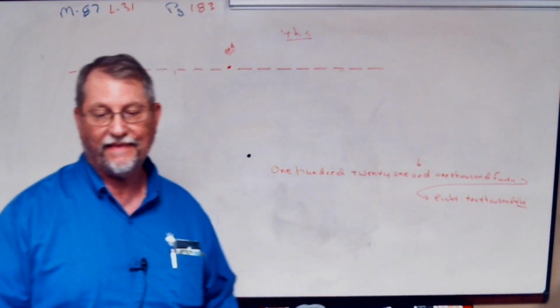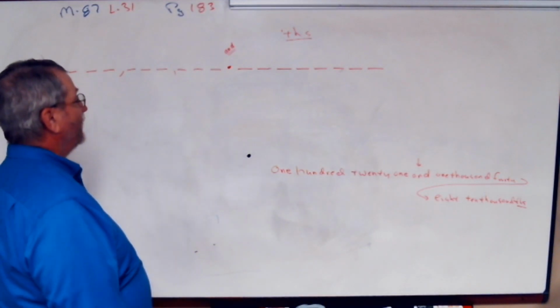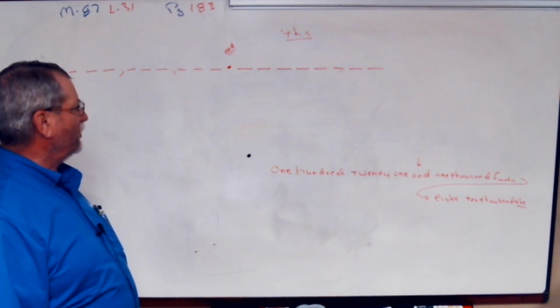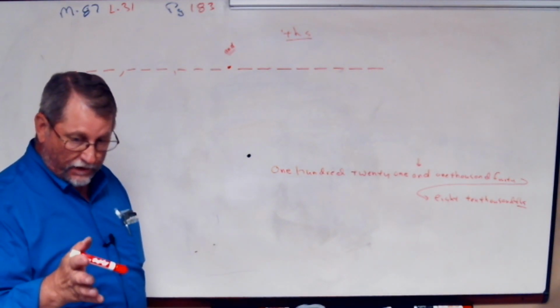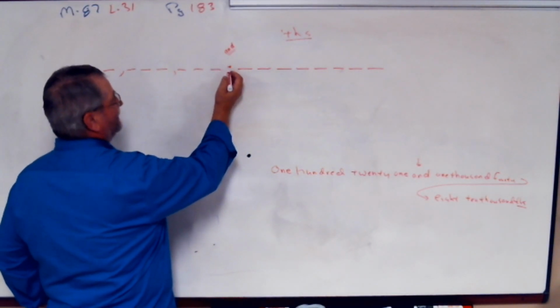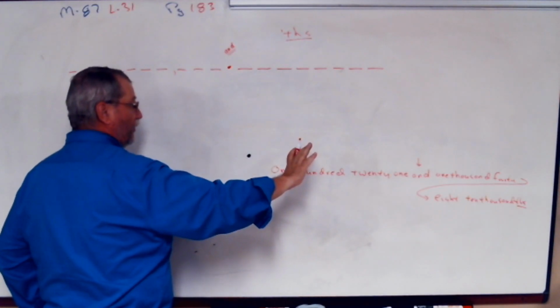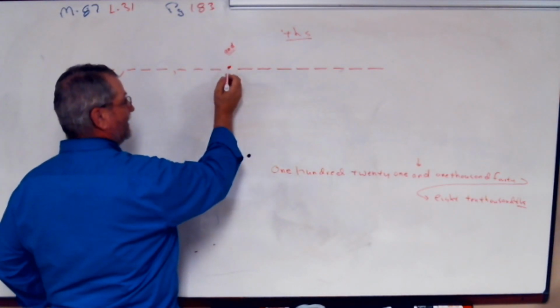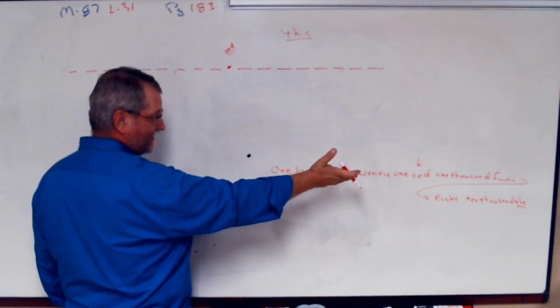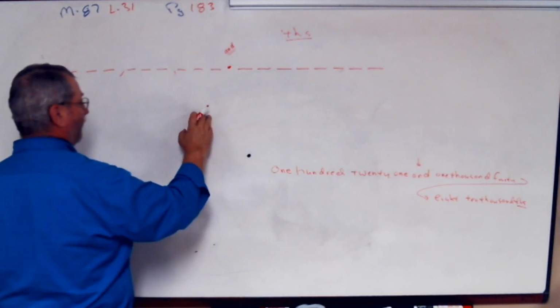All right, Math 87, Lesson 31, page 183, reading and writing decimal numbers. Pretty sure you've got a good handle on this. We're just going to check. This is a decimal, okay? The only time you use the word "and" when you're writing out numbers in words is where the decimal is. I've got "and" right there. That means that's where the decimal is. Let's just review real fast.